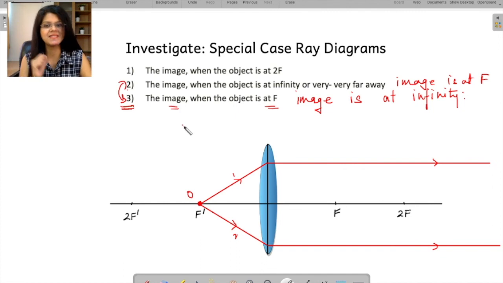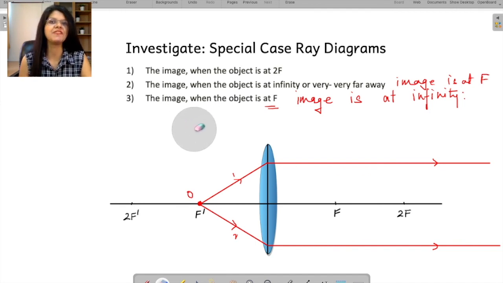Alright, so this is the end of our investigation. We'll take up these concepts to understand the applications when we talk about cameras, projectors, and magnifying lenses.